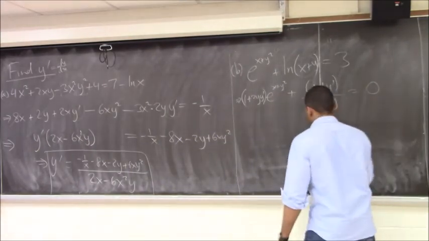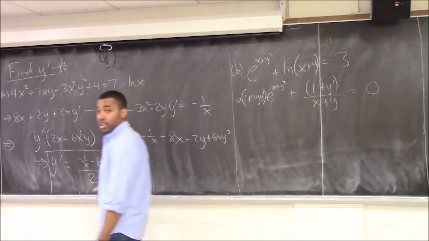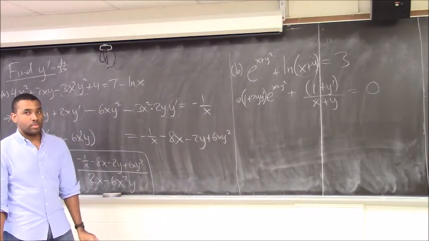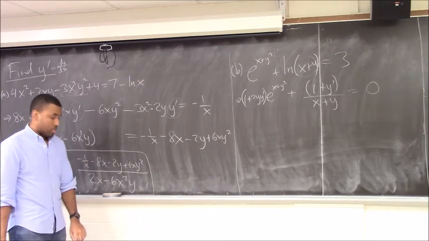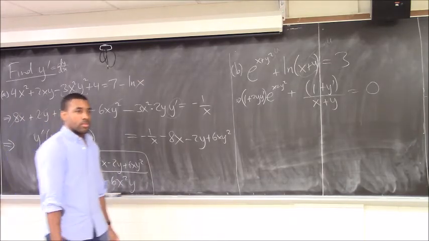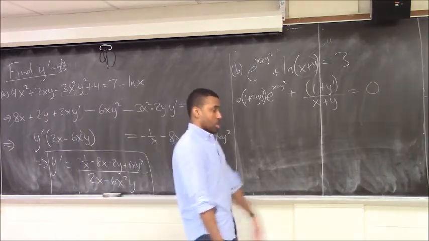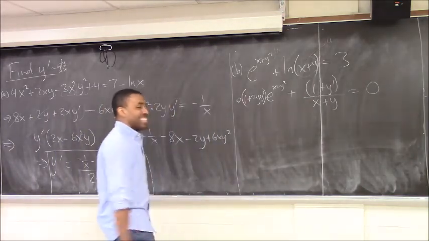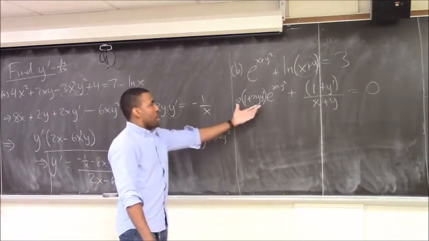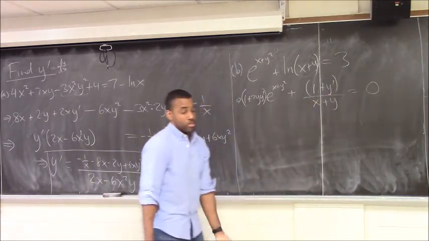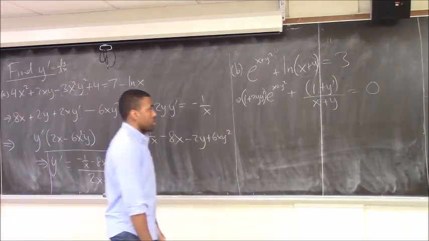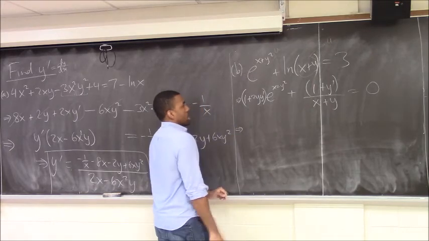But the goal is to find y prime. How do I find y prime? Oh, algebra. Algebra is how I find y prime. Easier said than done, right? Here your y prime is kind of stuck in parentheses. The first thing to do if something is stuck in parentheses is to get it out of the parentheses if you want to solve for it. So what I would do is distribute.